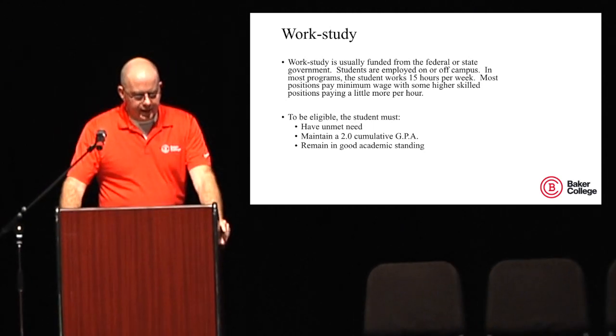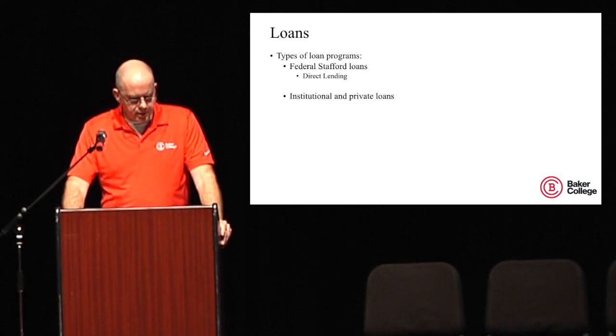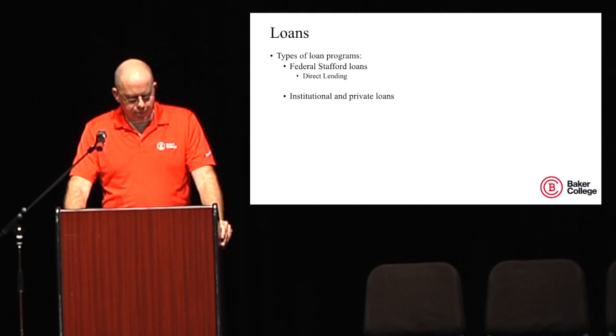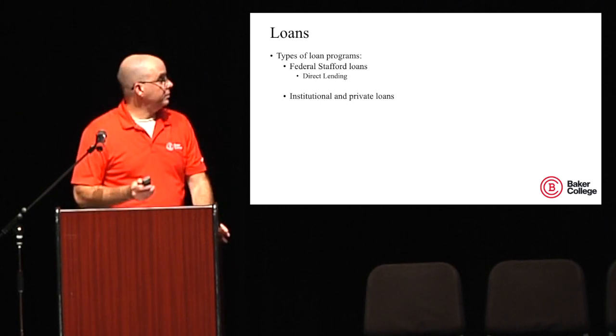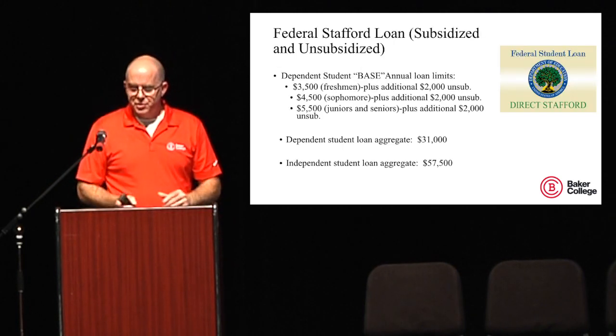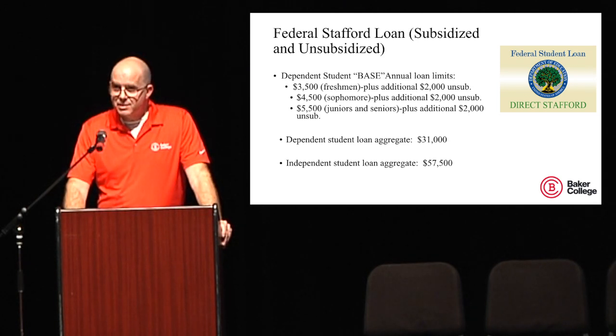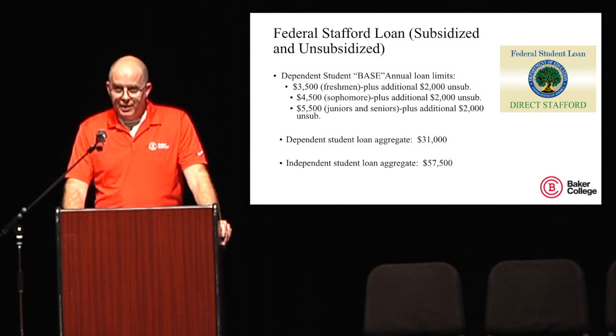Okay, the last form of financial aid would be student loans. Student loans in the Stafford Loan Program are funded by the federal government through a program called direct lending. There are also institutional and private loans available as well. Now, the amount of money that your student may borrow is going to be based on their financial aid dependency status and their college grade level.